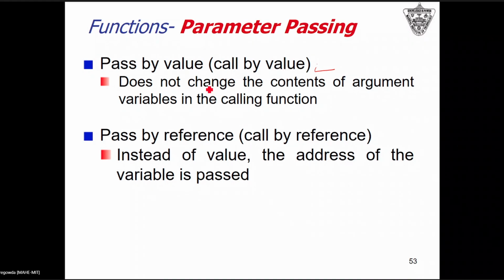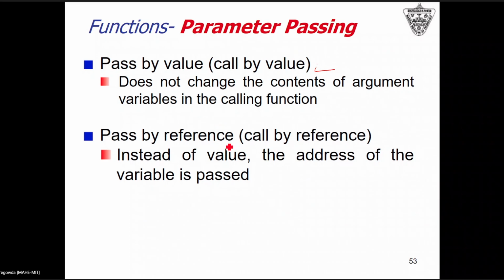In the case of pass by value, the function does not change the content of the arguments or the variables in the calling function, meaning that there is no way for the function to directly manipulate the values which belong to the calling program.